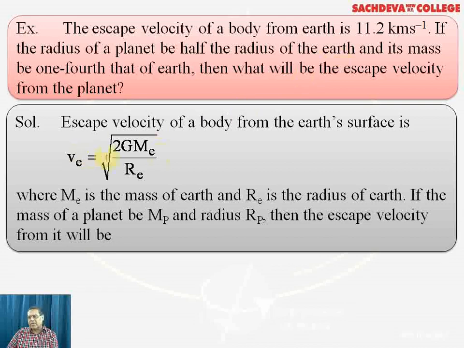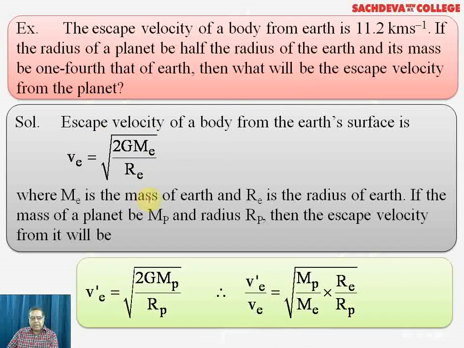So again, for escape velocity, the formula is considered: under root 2GMe over Re. So Me, Re and G have the usual meanings. So Ve dash will be given as under root 2GMp over Rp. We will find that Mp, the mass. Now if we read the question, we will find the mass is 1/4 that of Earth and the radius is half that of Earth. So in that case, we will calculate the value of Ve dash.